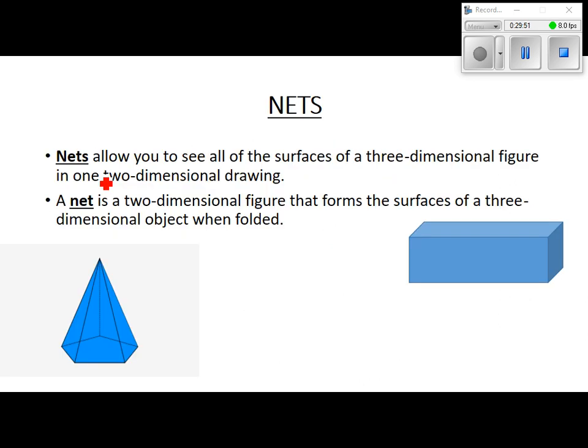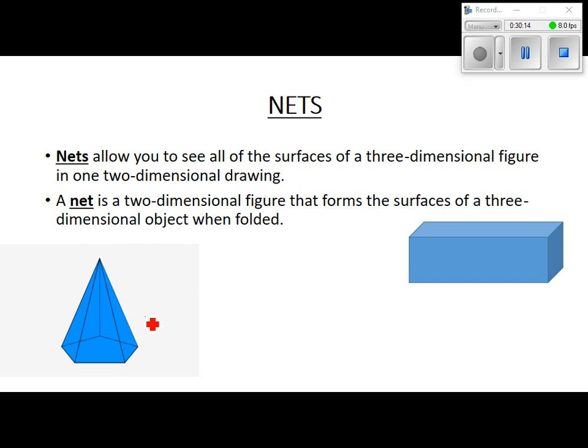Next thing, nets. Nets allow you to use all the surfaces of a three-dimensional figure in one two-dimensional drawing. A net is a two-dimensional figure that forms the surfaces of a three-dimensional figure. So if you take that net and you fold it back up, it's going to make that certain shape.